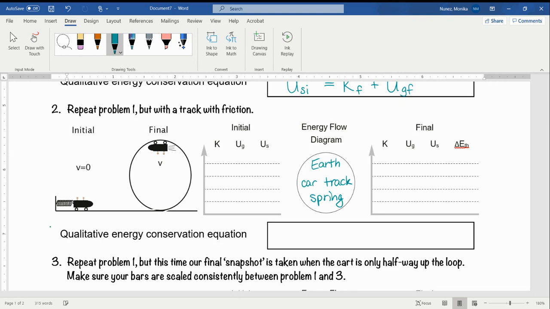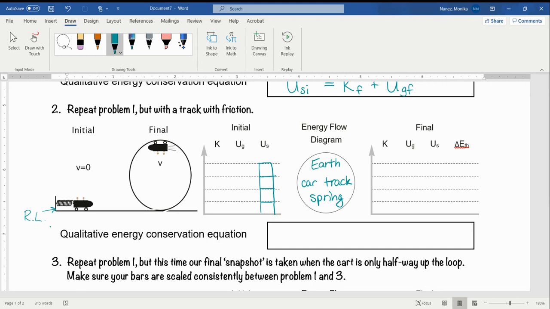And we're going to choose that same reference level, the bottom of the track here. Initially, we still do not have kinetic energy. We still do not have gravitational potential energy. It is not moving, and it's at the reference level. But we are starting off with that same amount of elastic potential energy as we initially had.